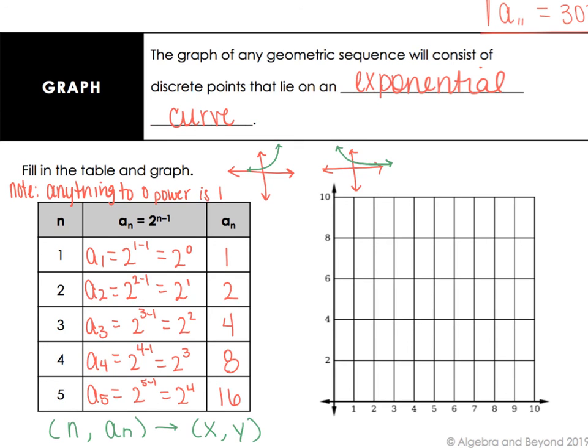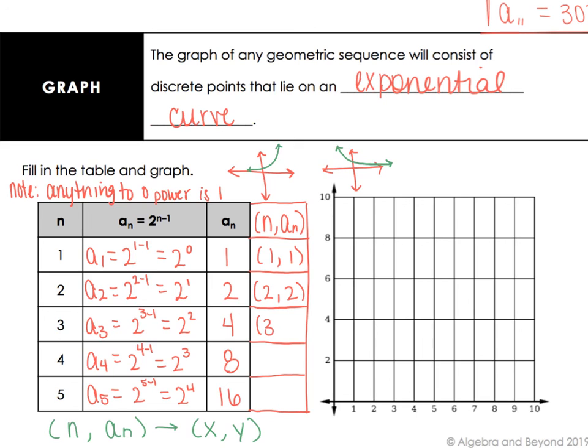Once you have this, you can see what points you would have, and you can even create another column on your table here. This is a really great habit to get into so that you're not making mistakes, and the points are going to be n, comma, a sub n, kind of like x, comma, y. So we could just get that together so that when we're working quickly or we're working on our graph, we don't have to look at too much. So we have our points (1, 1), (2, 2), (3, 4), (4, 8), and then (5, 16). So those are our points that we're graphing.